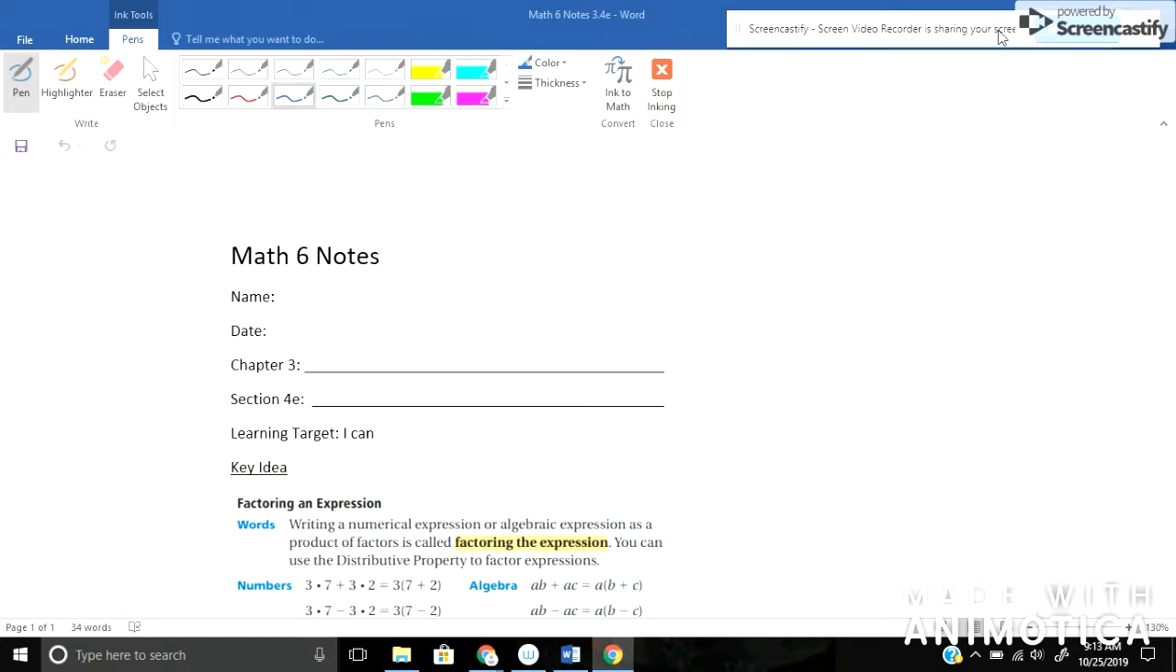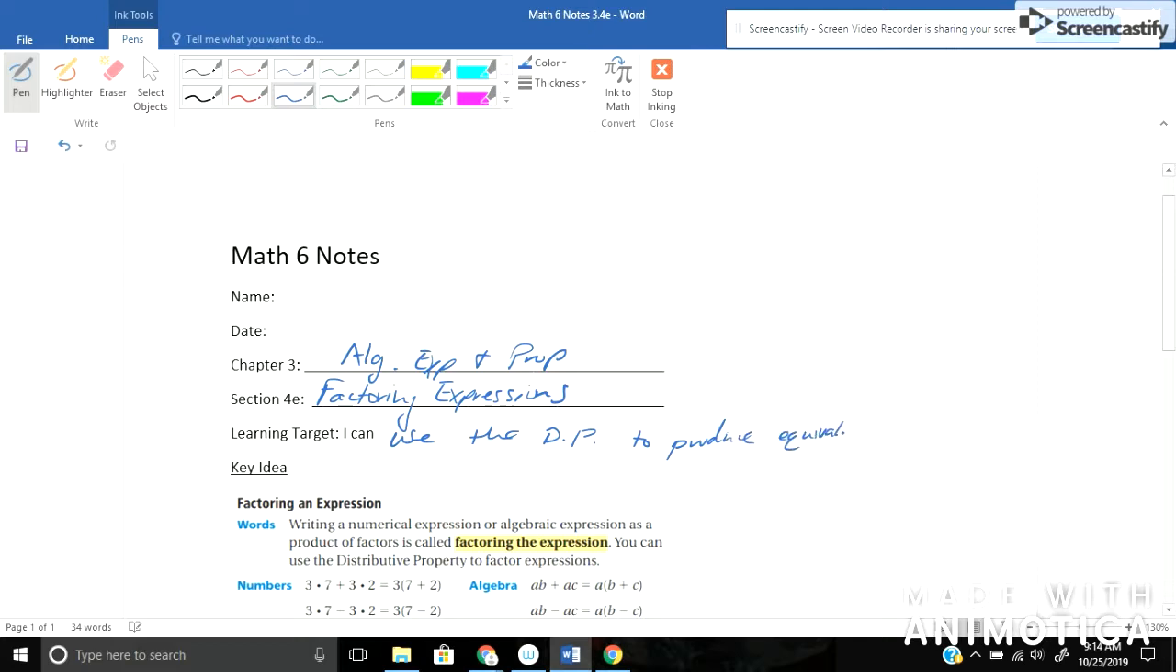Today we've got 3.4 extension, which is titled Factoring Expressions. Okay, Chapter 3 is still algebraic expressions and properties. And our learning target for today is I can use the distributive property to produce equivalent expressions.